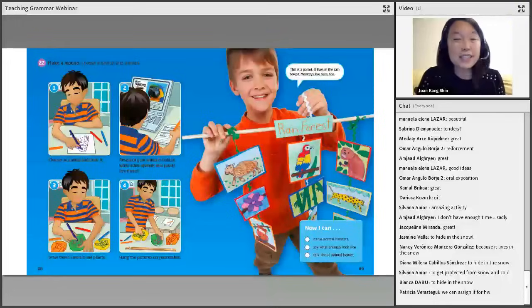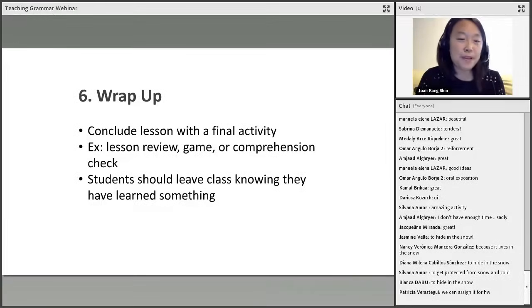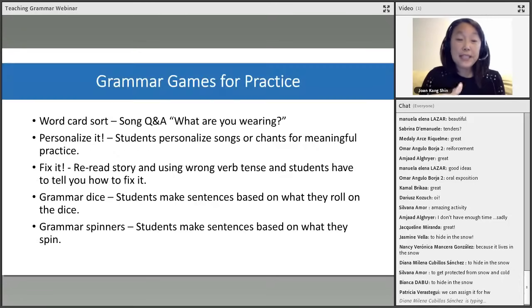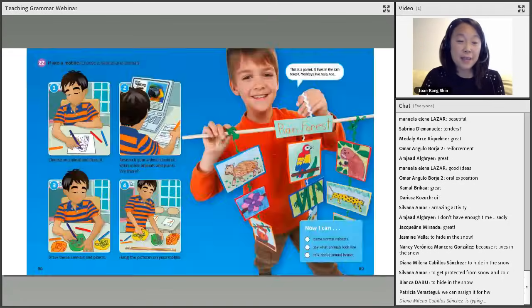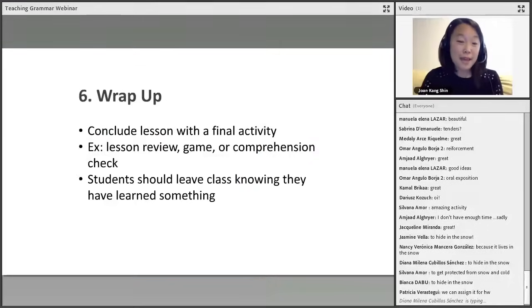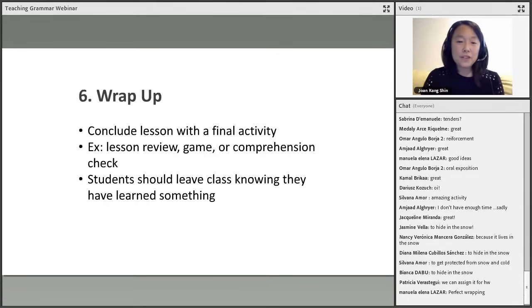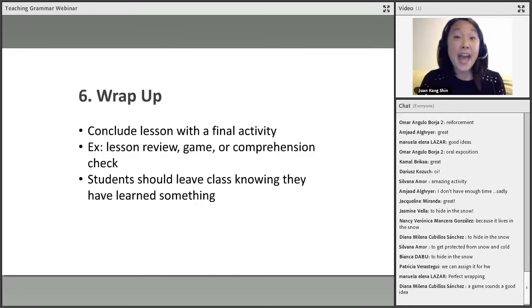Okay, so if every student has their favorite animal, then you can learn more words, sing the song again, and actually sing it together. And so that would be how you wrap it up. You conclude the lesson with a final activity. So it could be a game, it could be presenting. They could present their mobile that they made, okay? But the idea is that all your students should leave the class knowing that they've learned something and show that they're able to use the grammar correctly.